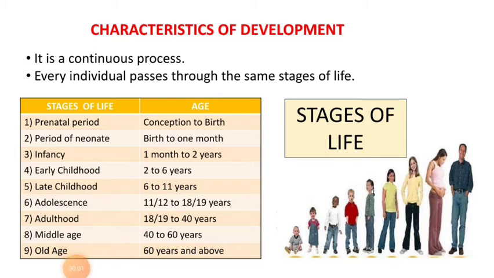Adolescence age varies in boys and girls, 11-12 years to 18-19 years of age. Adulthood from 18-19 years to 40 years of age. Middle age 40 to 60 years, and old age 60 years and above. So, one has to pass through all these stages of life.